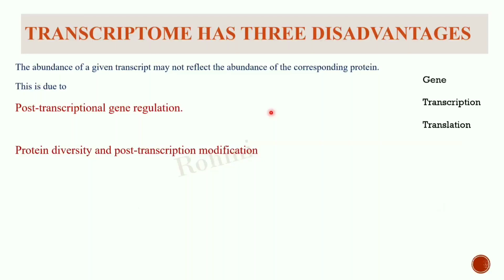The transcriptome has some disadvantages, in that it may not correspond to the total content of the protein. Now, you have learned about gene expression. What is gene expression? In gene expression, there is transcription and the mRNA is synthesized, and from that mRNA there will be the synthesis of proteins, that is translation. Majorly, when you say gene expression, it means protein synthesis.